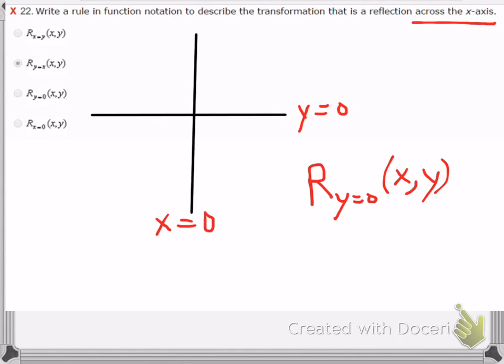Now, to do that reflection, if we're actually doing it, all we're going to do is change the value of the y-coordinate. So the rule for reflecting across y equals zero or across the x-axis is just change the sign of the y-coordinate. And that's a good thing to have on your note sheet. Change the sign of the y coordinate.